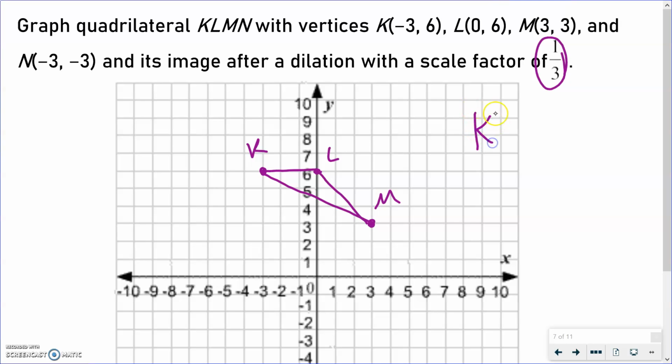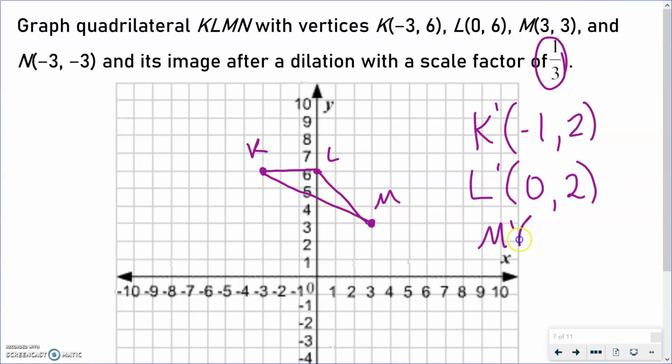For K, to get K prime, we're going to do 1/3 times -3, which gives you -1, and 1/3 times 6, which is 2. Then L prime is 0 times 1/3 is 0, and 6 times 1/3 is 2. And for M prime, we're going to do 1/3 times 3, and 1/3 times 3, so it's 1 and 1. Now I'm going to graph these. So this is K prime, L prime, and M prime.